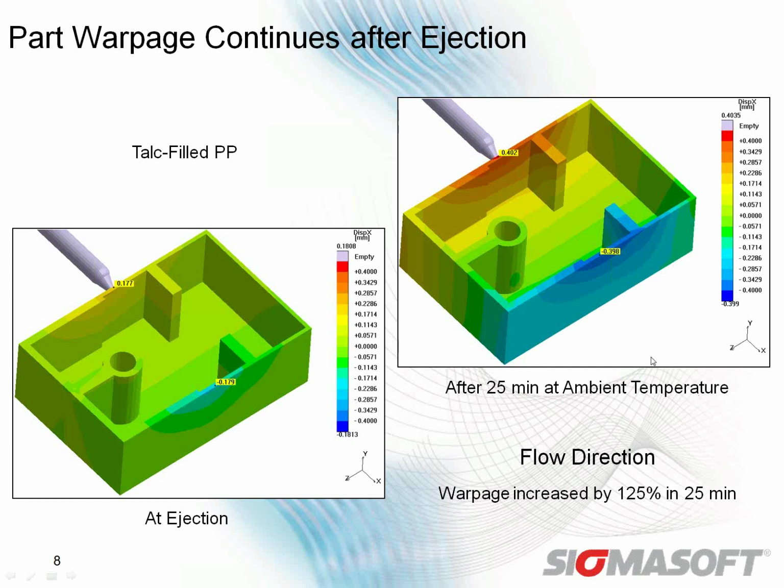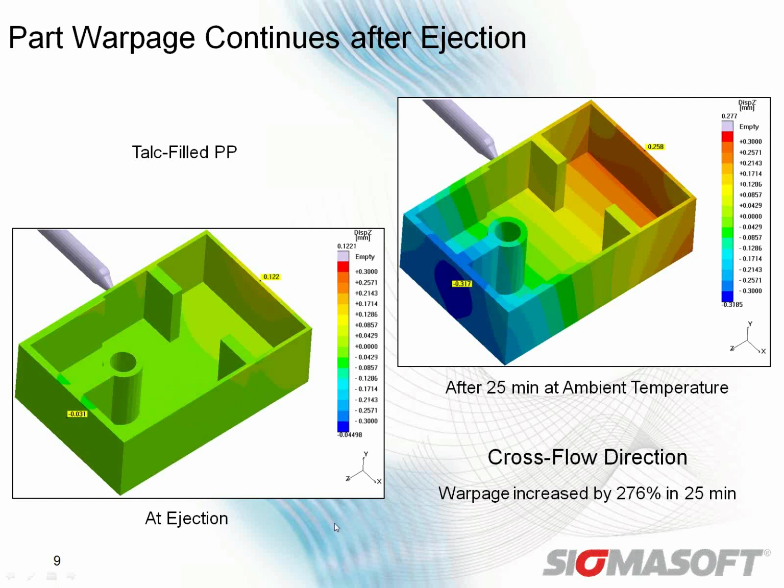Just after 25 minutes, our part actually reaches ambient temperature, and you can see that our warpage has increased 125% in just that 25 minutes. So, a drastic difference here. If we look at the cross-flow direction, same idea. We can measure the amount of displacement on the one end and on the other end, and then take that distance and the difference compared to the part length. Here we're looking at it in the cross-flow direction. Our warpage has increased by 276% just in that 25 minutes. And I've used the same scale on the right side just so you can see, so the colors will show that difference graphically.